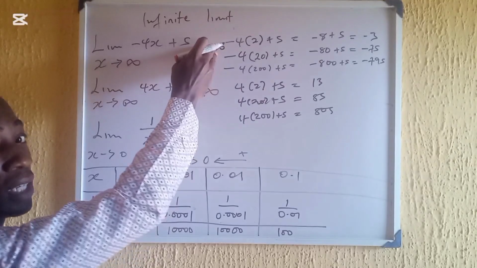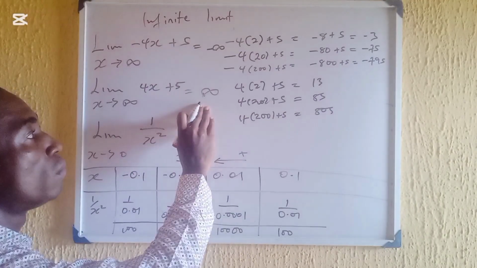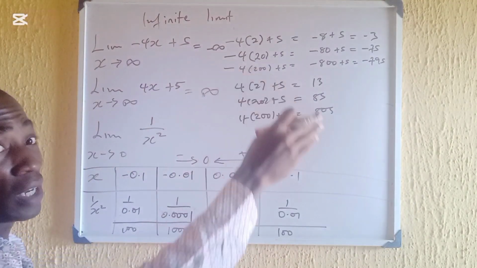So for this one, we had negative infinity. For this one, we had positive infinity. So that's what infinite limits is about.